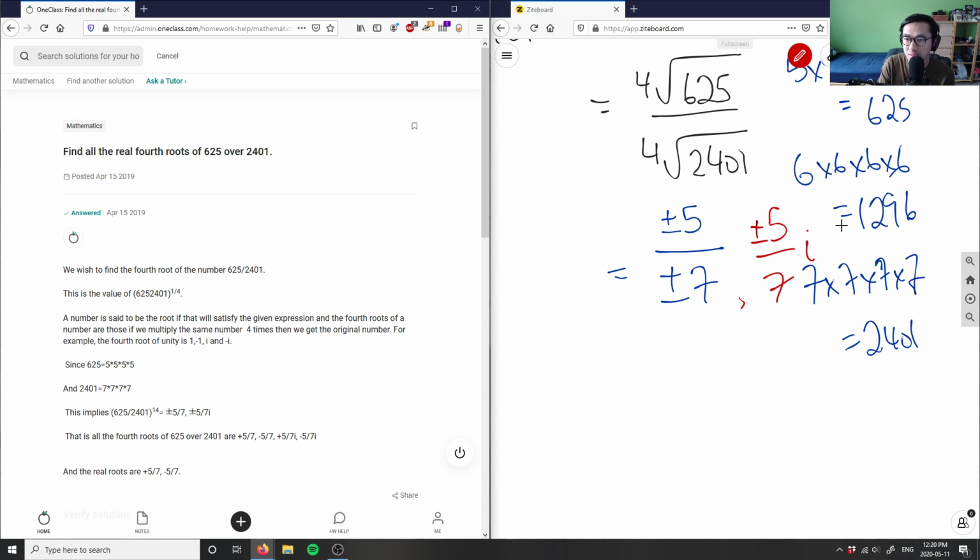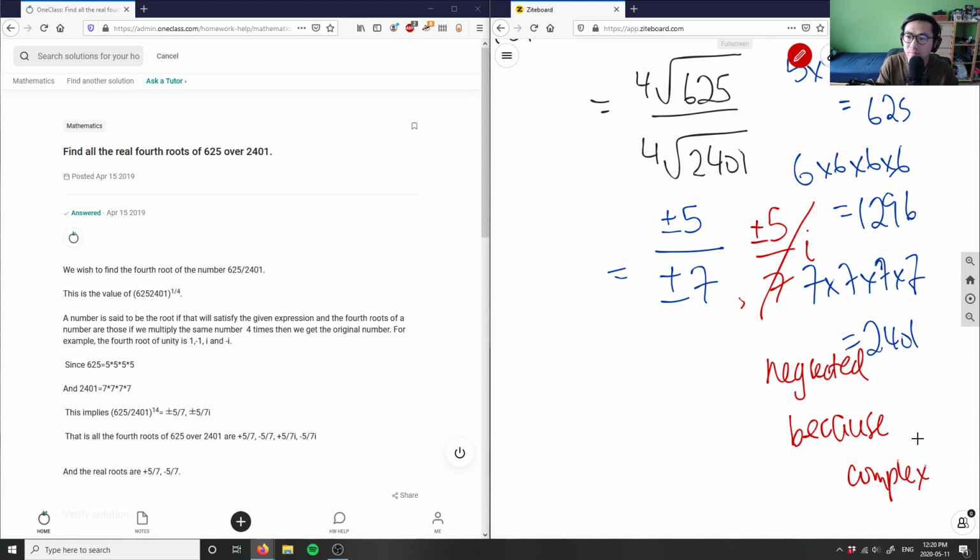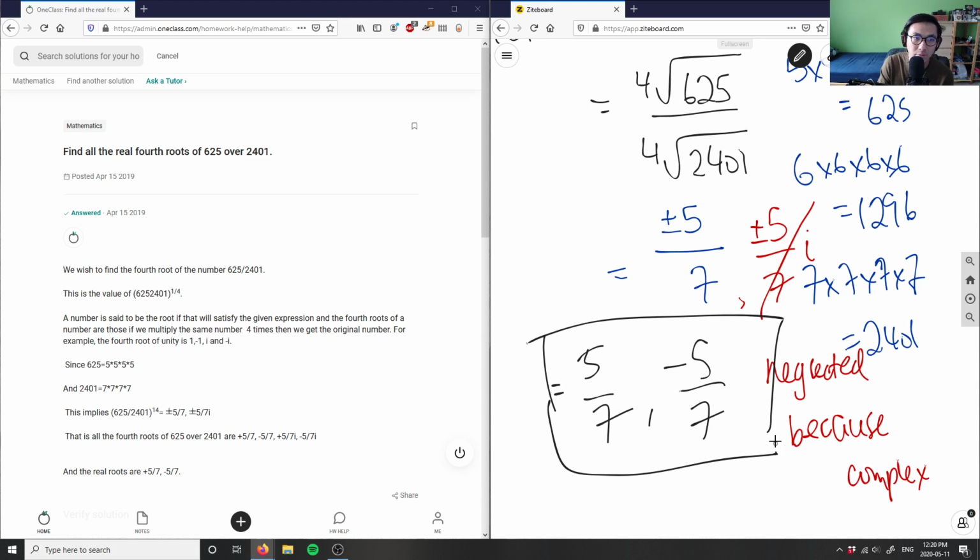So therefore, this is neglected because it's complex. So basically, we're just looking at this guy here, it's just plus or minus 5 over 7, right? So therefore, my real roots of this problem are simply 5 over 7 and negative 5 over 7 here. So these two are the real fourth roots of this problem here.